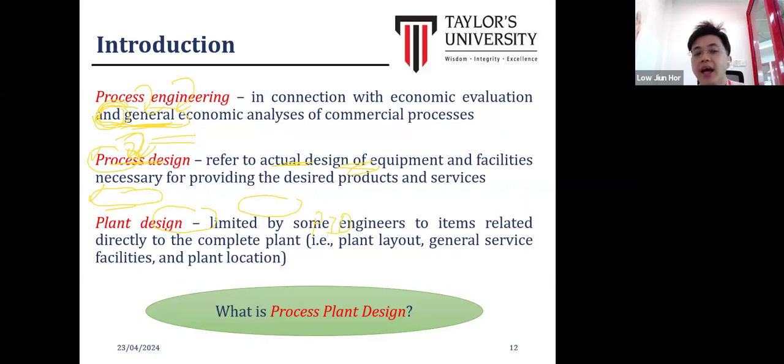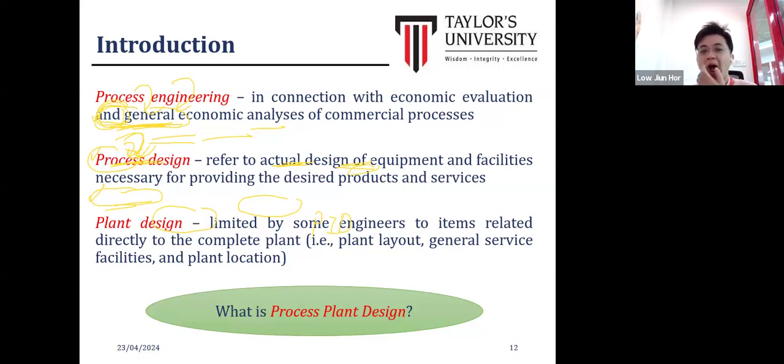And basically, these are the differences among the process engineer, process design, plant design. Remember, process engineering, they only select the most suitable process, but they are not going to design. Process design engineers only design the equipment and facilities that you are going to use in the chemical plant. But they don't know how to come up with a very complete chemical plant design.